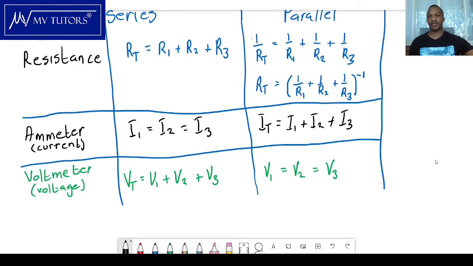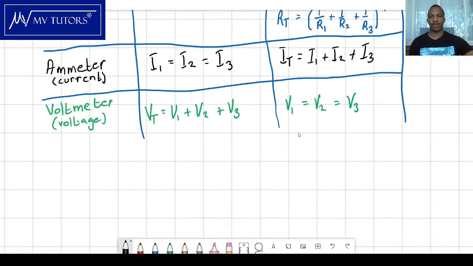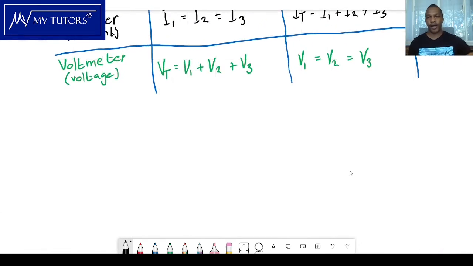Keep this in mind. We will come back to these principles when we answer the questions, because they're very important to understand. They will help you answer the questions. But let us actually move on right now. Let's talk a little bit about electrical energy.